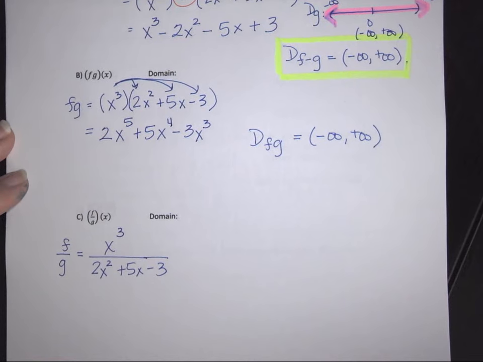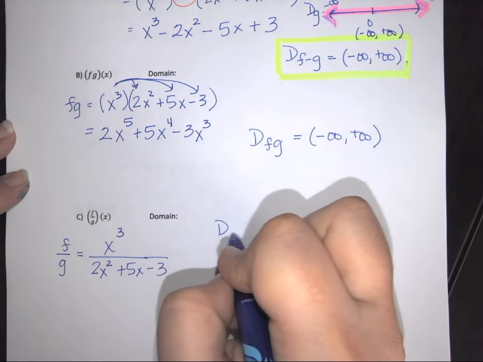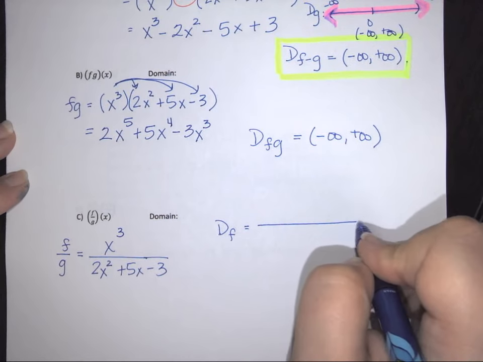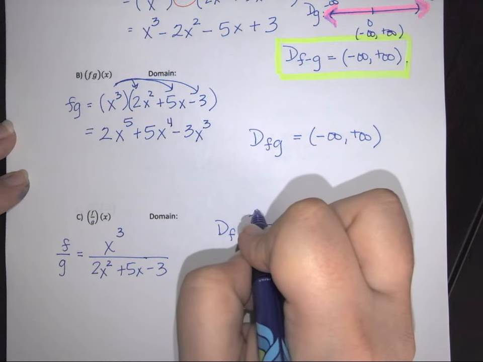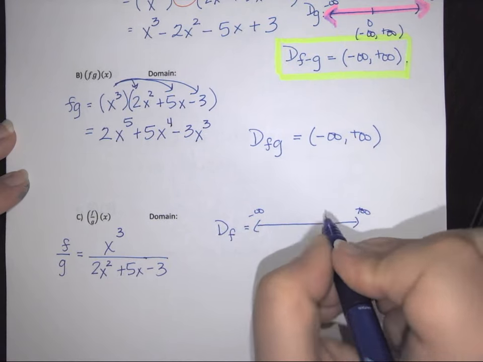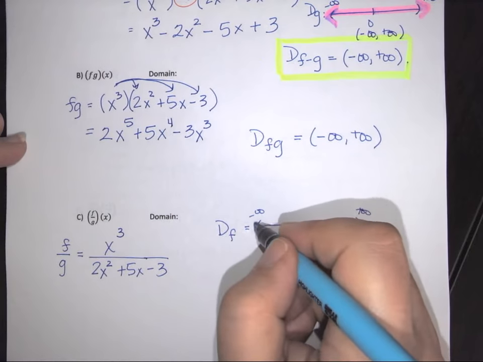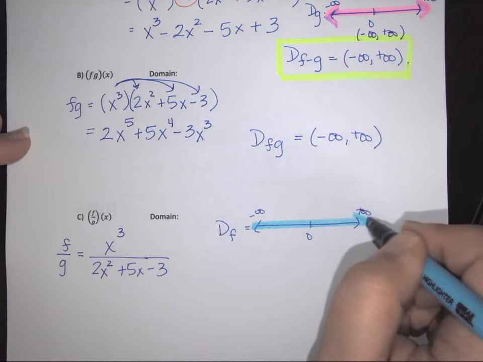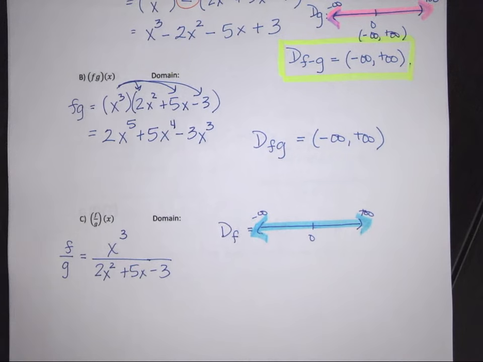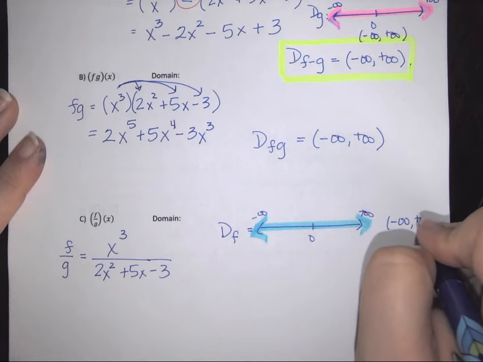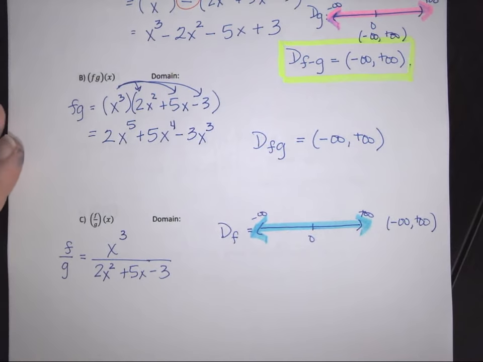So something's changed. My domain for f is still the same. It's still going to be that same number line from negative infinity to positive infinity. If I put my 0 in the middle, it's still going to be the exact same, because x cubed again has no problems. So here we're still going from negative infinity to positive infinity, or all real numbers.